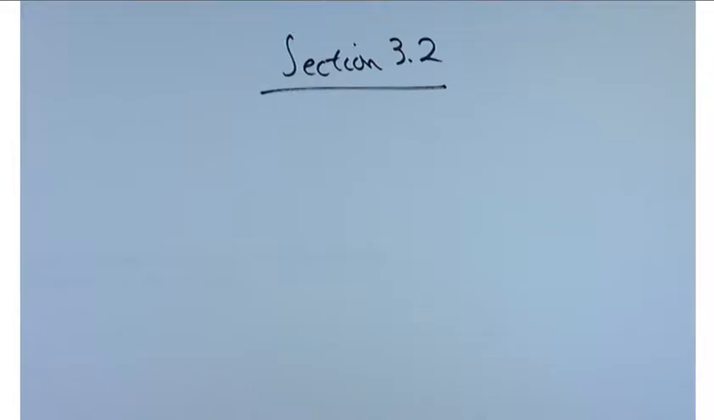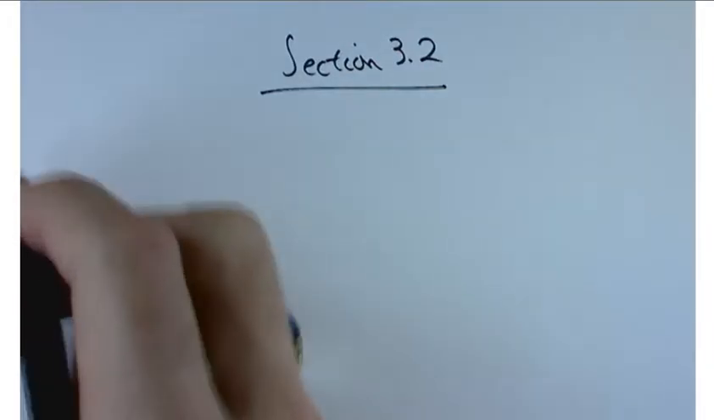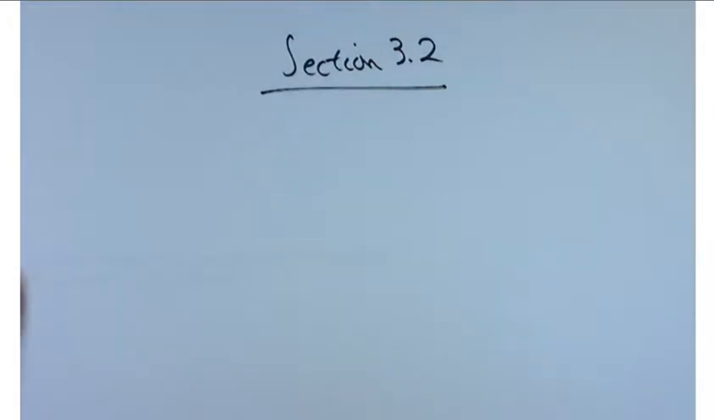Section 3.2 is going to discuss rules for differentiation. And even though we're going to start using rules to calculate the derivatives, it still refers to the rate of change of a function. Whenever you get the derivative, it represents the slope of the tangent line at a particular point.